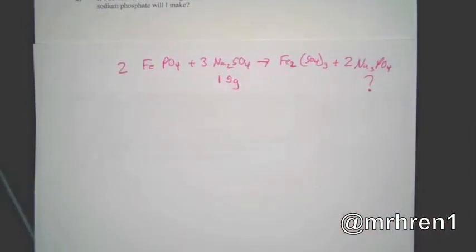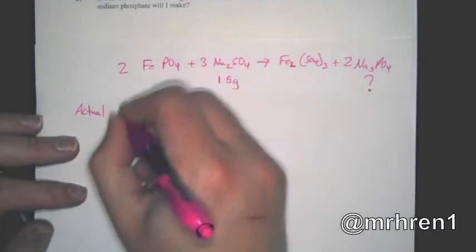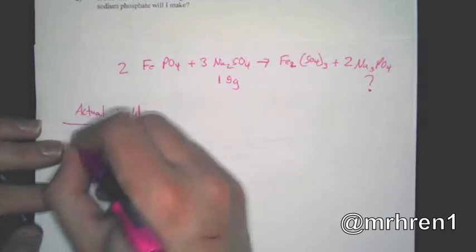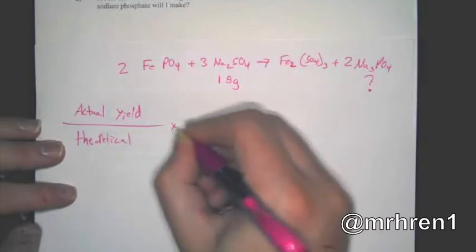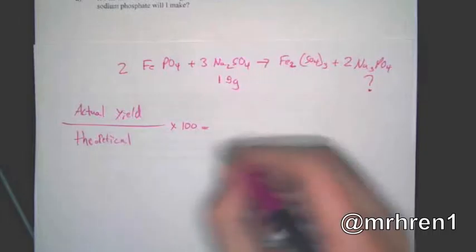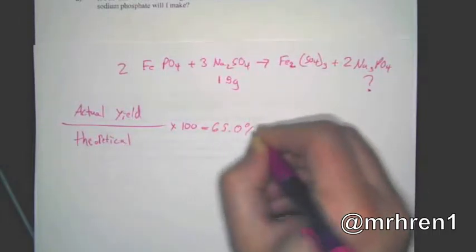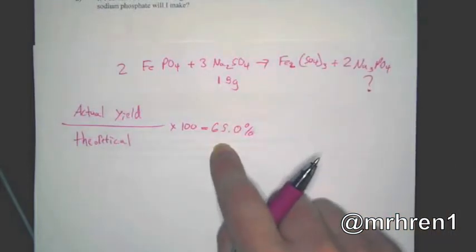All right. Now, the first step in doing all this is calculating the theoretical value. So remember, our formula for doing this is that we're going to do actual yield, which is what we really got, divided by the theoretical, times 100. That will tell us our percent yield. So what they're telling us right now is that we got 65%. Like, they're telling us our yield was 65% here.